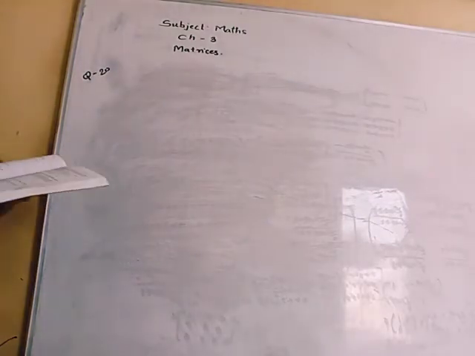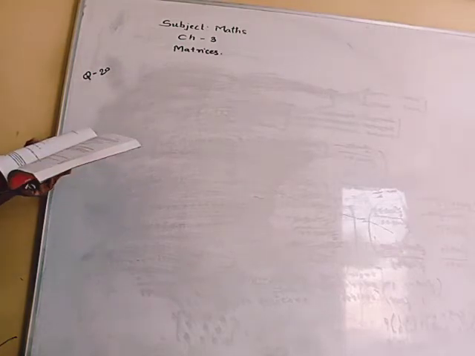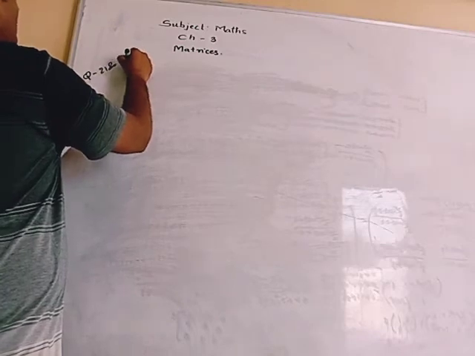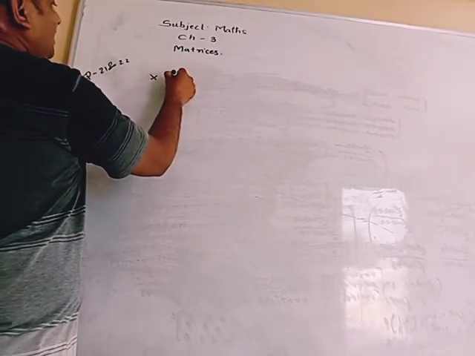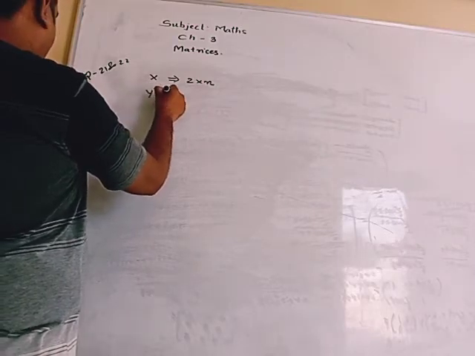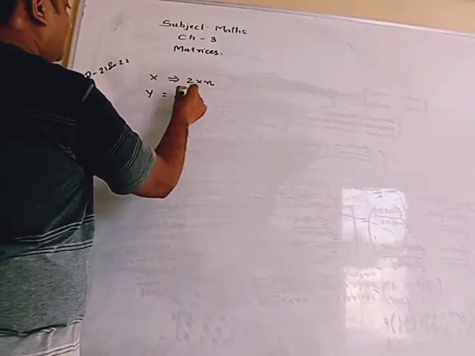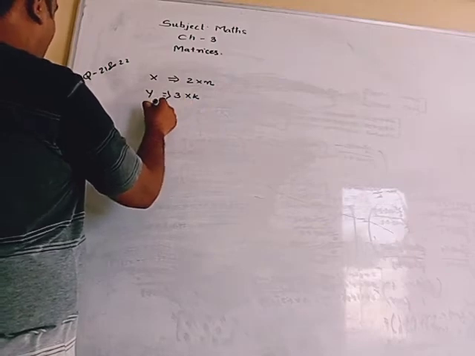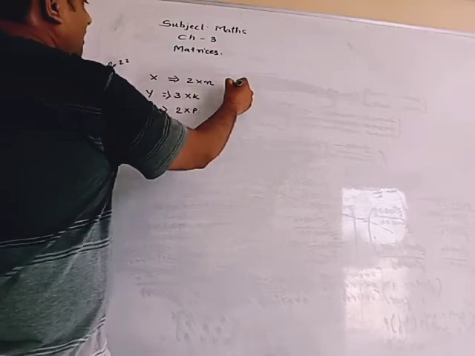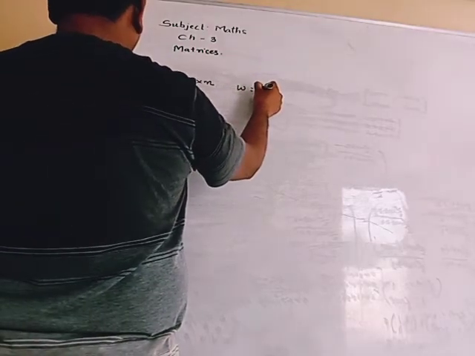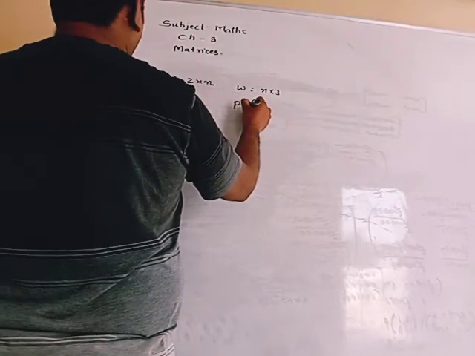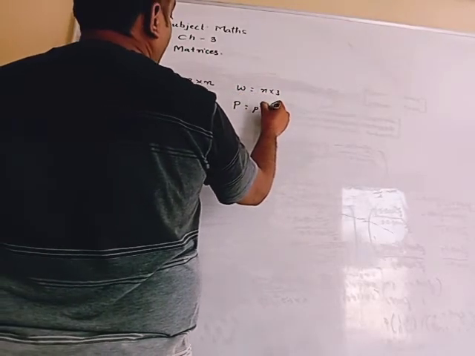Now for questions 21 and 22, some matrices are given. The X matrix order is 2 cross n, the Y matrix order is 3 cross k, the Z matrix order is 2 cross p, the W matrix order is n cross 3, and the P matrix order is p cross k.